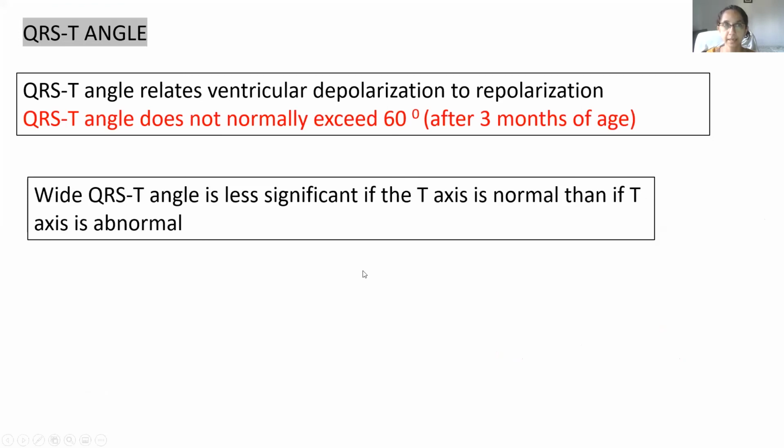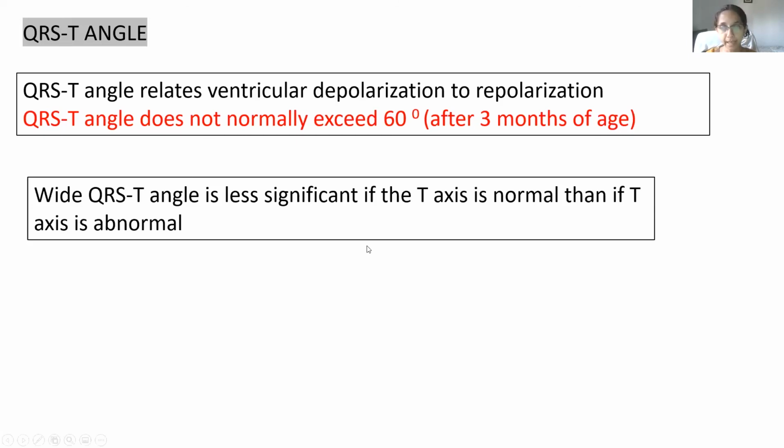So with this understanding, we come to the concept of QRST angle. That means what? You get your QRS axis, you measure your T axis, and the difference between the two is the QRST angle. What does it do? It relates the ventricular depolarization with repolarization. And normally, we know that the T wave and the QRS should be in the same direction, so we don't want a significant difference in their axis. Any change which is less than 60 degrees is normal. Any angle which is more than 60 degrees is not normal.